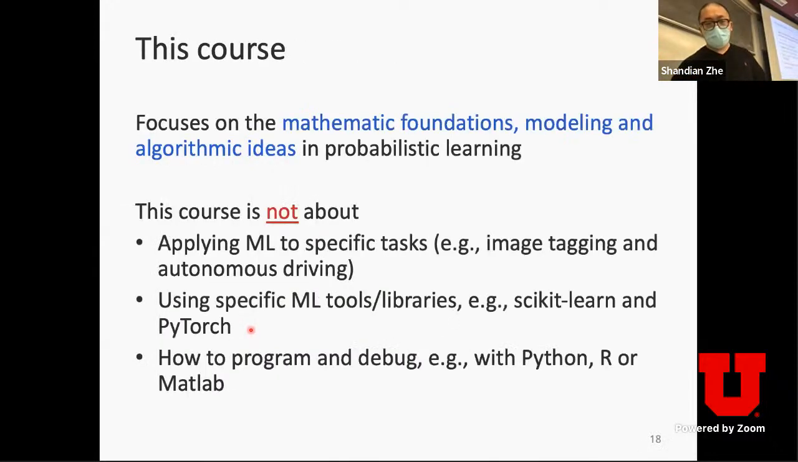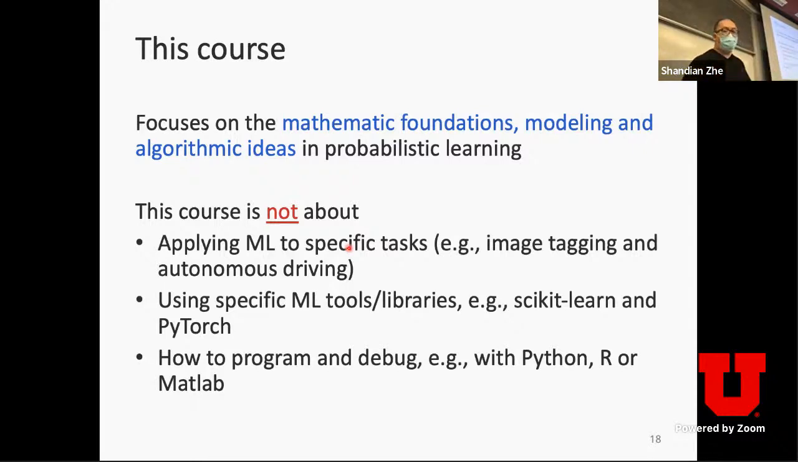Okay. Again, the course focuses on mathematical foundations, modeling, and algorithm details in probabilistic learning. That means we're not going to talk about how to apply machine learning or probabilistic learning to specific tasks, like a variety of cool tasks you may have seen in the news. It's not our job. We'll be very happy if someday you apply or develop those methods for those cool tasks. I would love to hear your story, but our job is not to show off this.